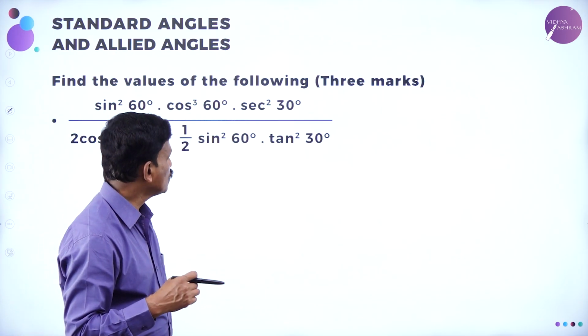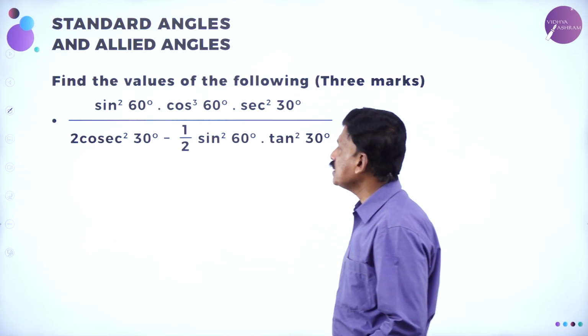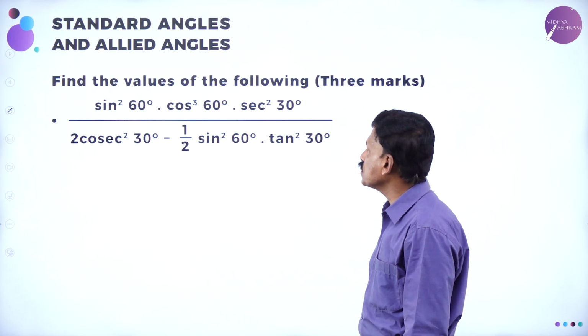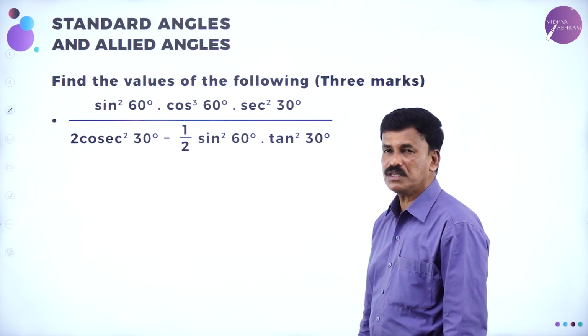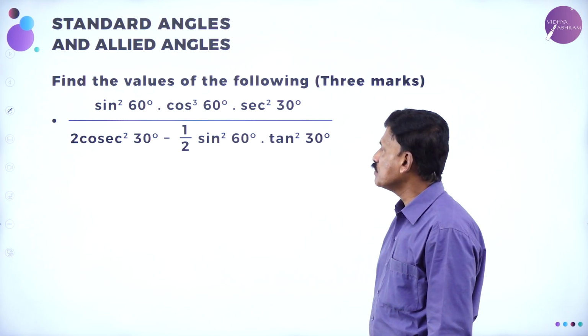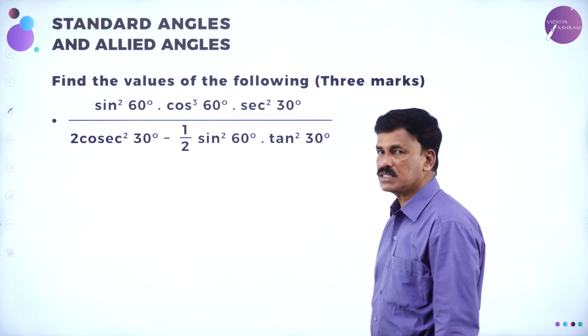Now move on to the next problem. What is the next problem here? Find the value of sin square 60, cos cube 60, secant square 30 divided by 2 cos square 30 minus 1 by 2 sin square 60 into tan square 30 degrees.